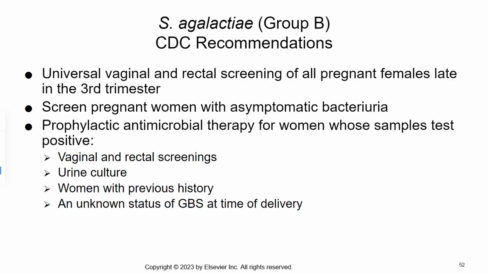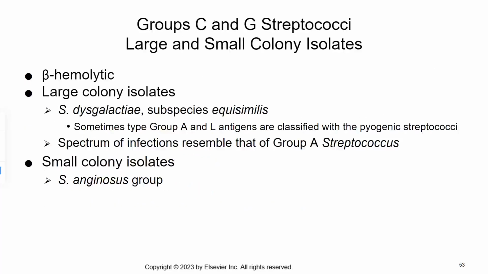So if they have vaginal and rectal screenings positive, urine culture was positive, if they have a previous history of group B strep, or if we just don't know if they have group B strep or not, they haven't been screened previously, then we recommend taking antibiotics. Group C and G strep, beta hemolytic large colony isolates. Small colony isolates can be the S. anginosus group.